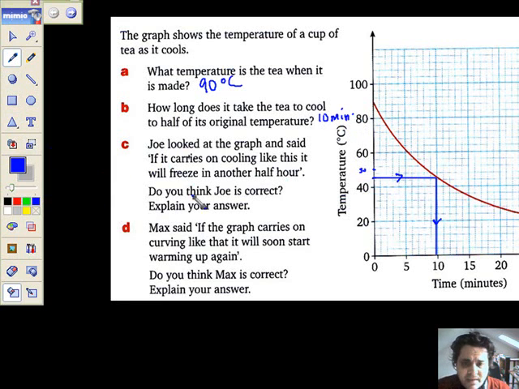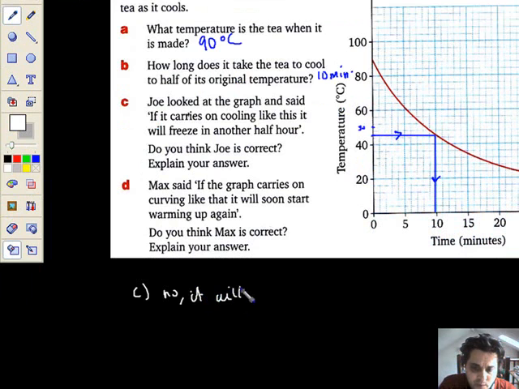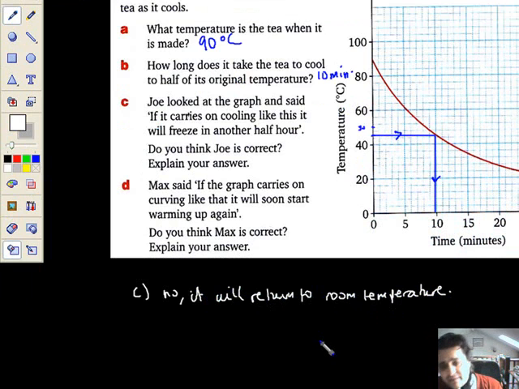Alright, next bit. Joe looked at the graph and said if it carries on cooling like this, it will freeze in another half an hour. Do you think Joe is correct? Explain your answer. Well, let me write it down there. Well, no, he's not correct. It will return to room temperature. Now, if the temperature of the room is 0 degrees C, then in fact it will freeze in half an hour or so. But where's this being conducted? We don't know. I presume we're not drinking our tea outside, are we? Doing the experiment outside in the winter. So no, it will return to room temperature.